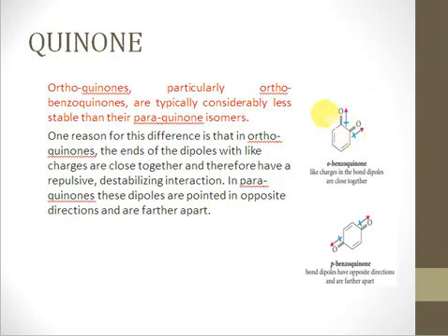So if a molecule is to be stable, it is necessary that the ends of the dipole with like charges should be far apart, right? So in the case of orthoquinones, since these ends of the dipole with like charges are very close together, that's why orthoquinones are not very stable.